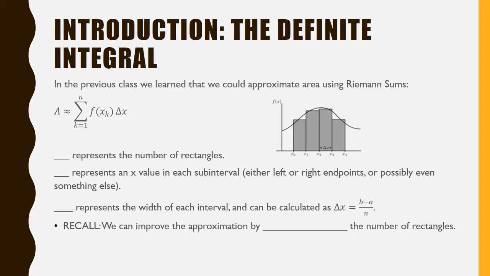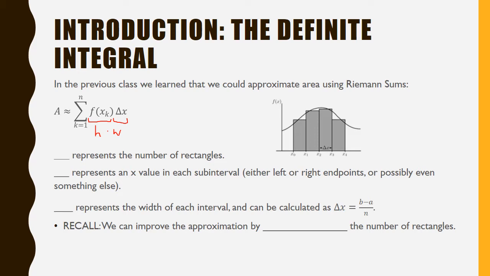These Riemann sums were basically rectangles that were stacked together to approximate an area, and we use sigma notation to represent the sum of those rectangles. Here in our formula, this f of x sub k represents the height of all the rectangles. The delta x represents the width of all the rectangles. And when you multiply those together, you get the area of each rectangle and add them up. And that is our approximation.